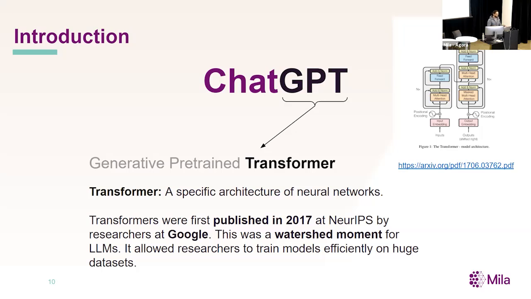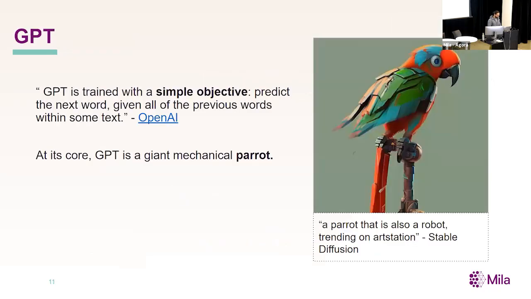The more you scale them on data or the more you scale them on compute, the better they work. And so this architecture in particular, the transformer, is the backbone of these GPT models. This is what allows it to be generative, and this is what allows it to be pre-trained on lots of data. And so this is where the T comes from in the generative pre-trained transformer. So now GPT itself, how does this actually work?